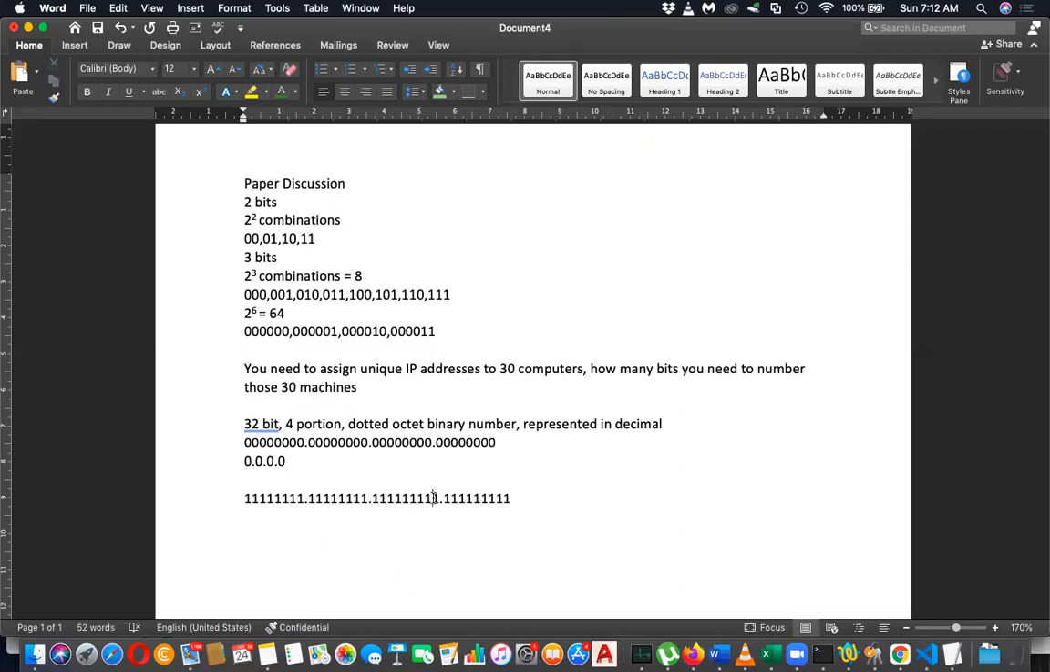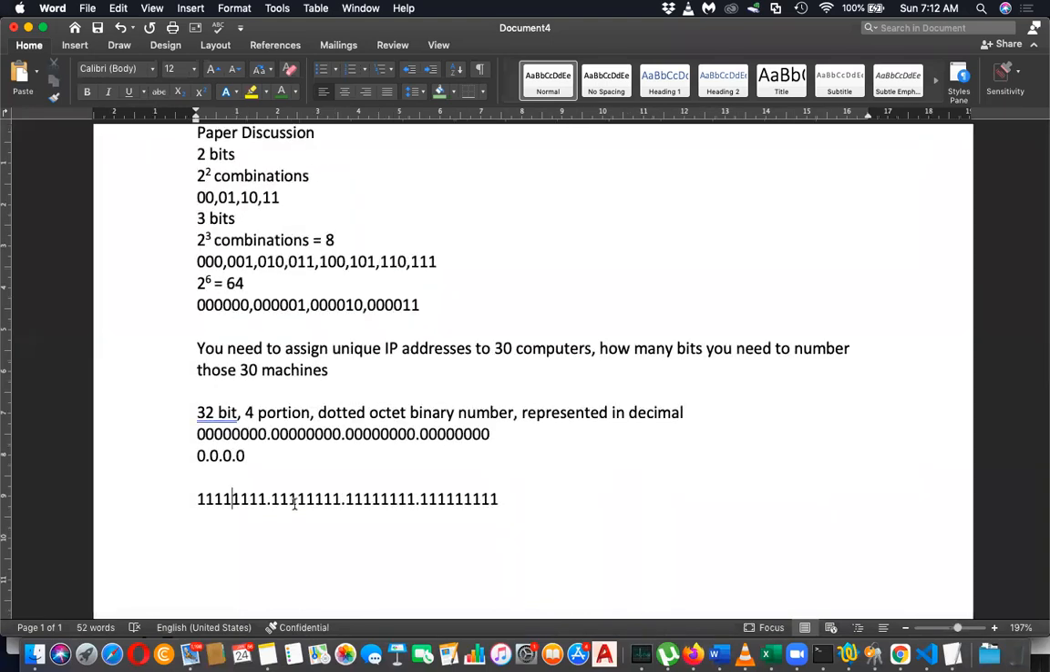So I think I missed one. So here 4 and 8. 1, 2, 3, 4, 5, 6, 7, 8. Again 8. 8 here and 8 here. So the maximum IP address is 255.255.255.255. That is the maximum. The minimum is eight zeros in each of the four portions. So you can see the minimum and the maximum.